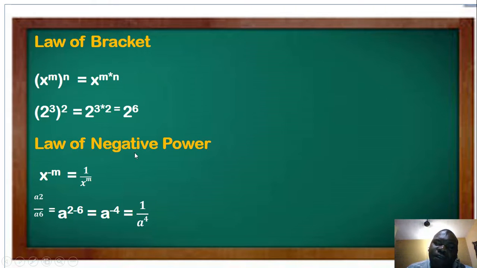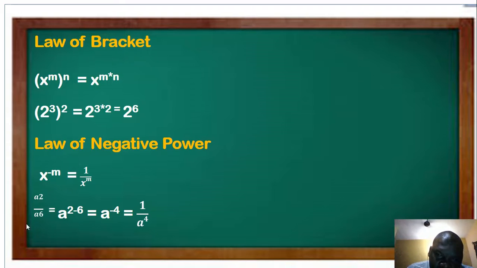Law of negative power. For example, x raised to power minus m is equal to 1 over x raised to power m. When you have a negative power, how will you solve it in indices? The law is that since we have minus m there, it should just be 1 all over x raised to power m.